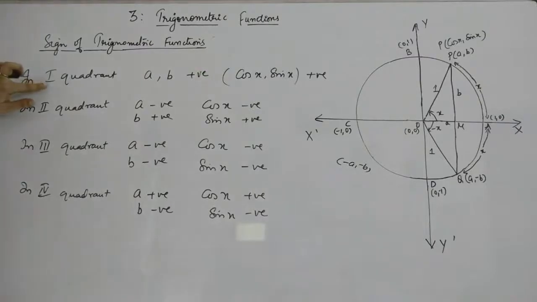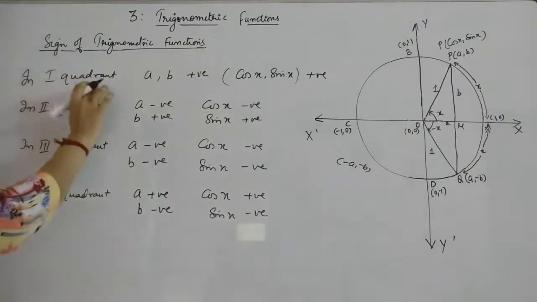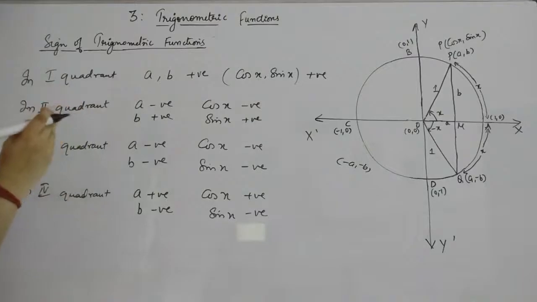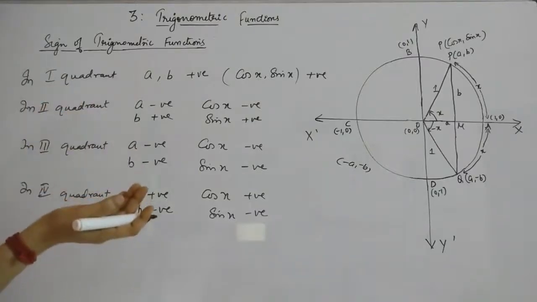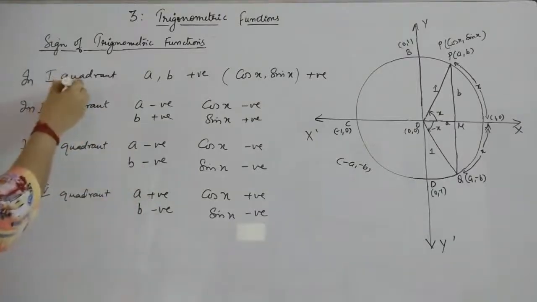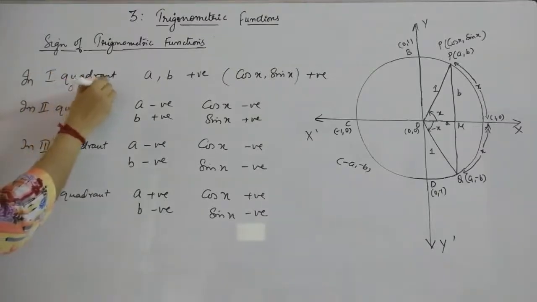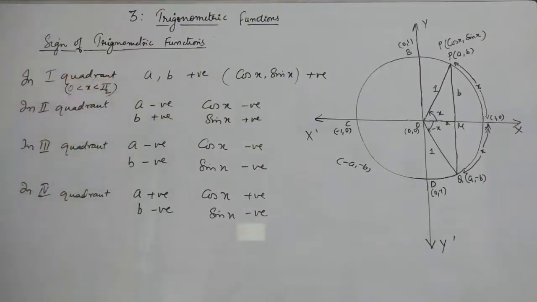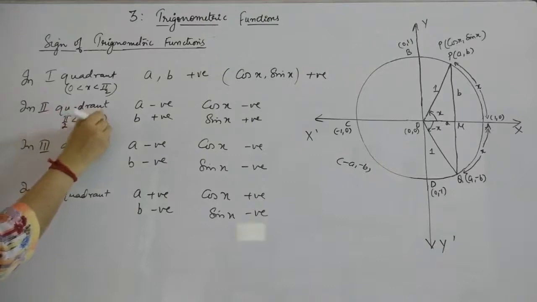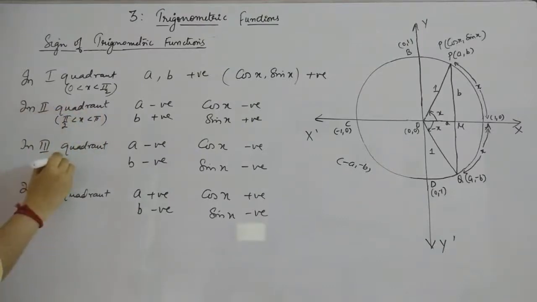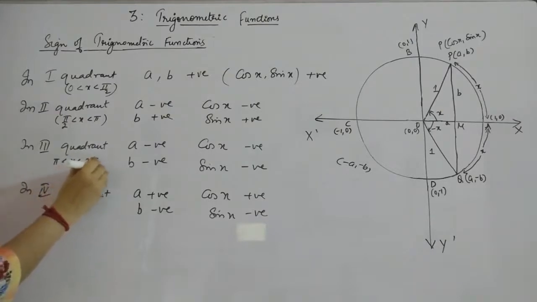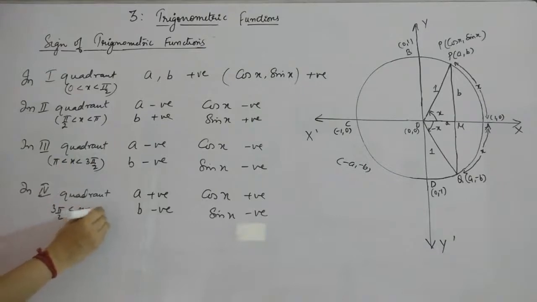If I am writing the first quadrant, the value of that angle will be varying from which to which? In degrees it is from 0 to 90, and here we will say 0 to pi by 2. Okay, so I am just writing that x is lying between 0 and pi by 2. That is your first quadrant. For the second quadrant it is pi by 2 to pi, right? And here you have pi to 3 pi by 2 for the third quadrant, and the fourth quadrant is 3 pi by 2 to 2 pi, right?